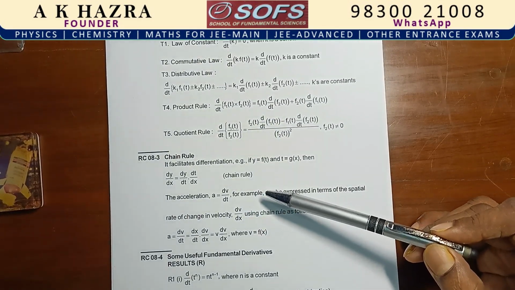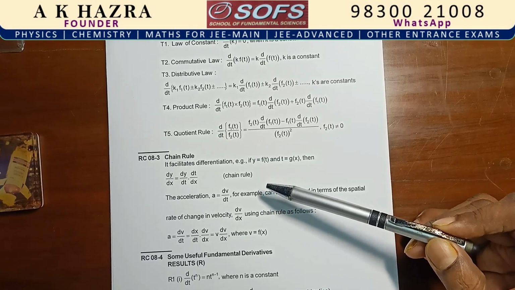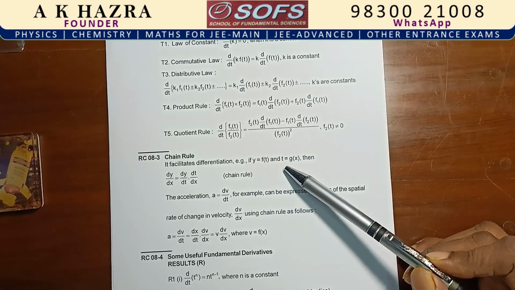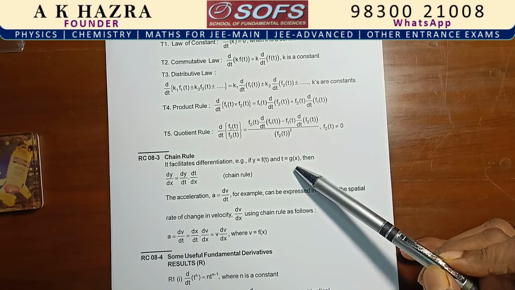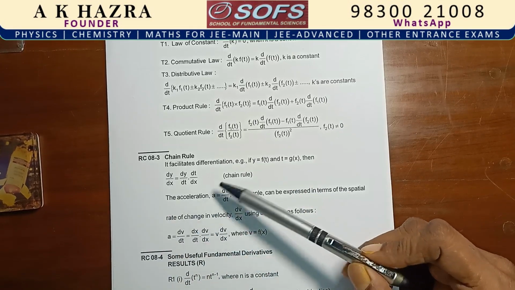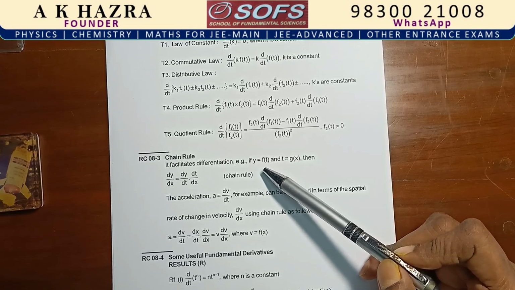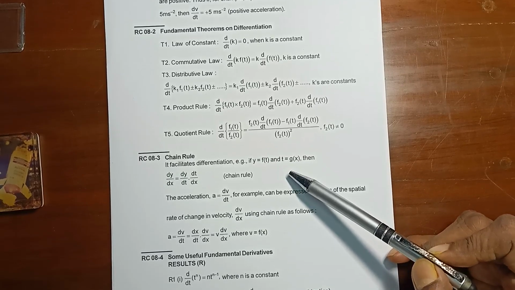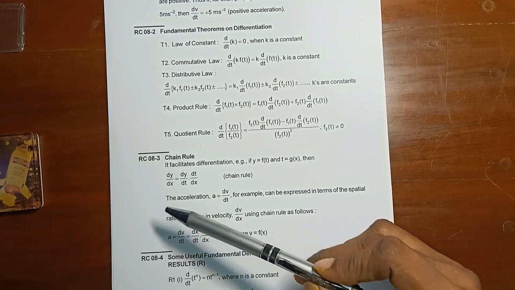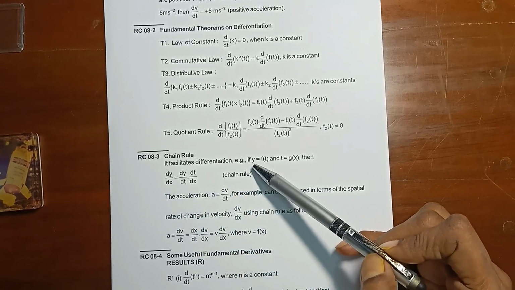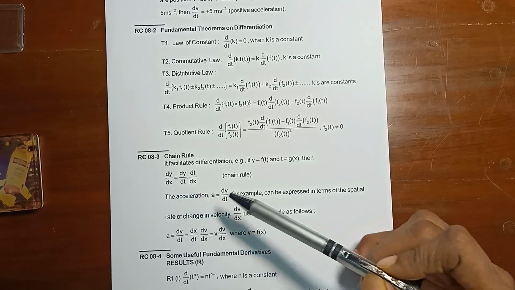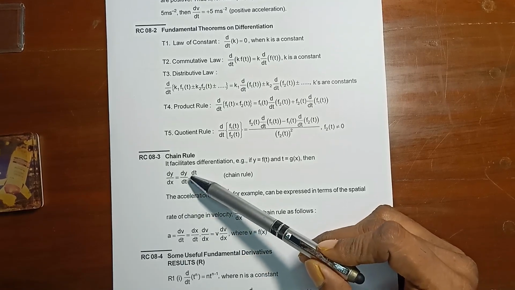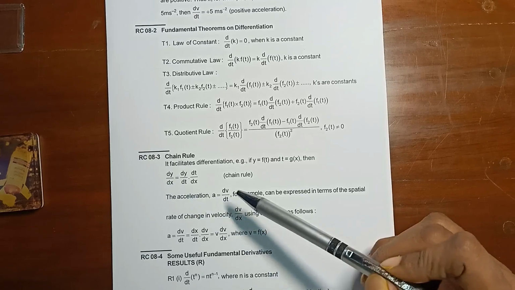Now, to facilitate differentiation, we need another rule, called the chain rule. You see, if y is a function of t and t is a function of x, and we like to find dy/dx, then since y is a function of t, we can find dy/dt, and since t is a function of x, we can find dt/dx. So you see, in the chain rule, dt and dt cancel out, and dy/dx remains as it is.